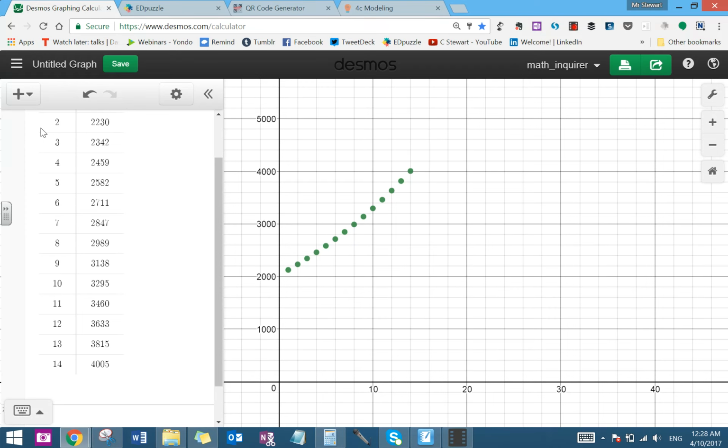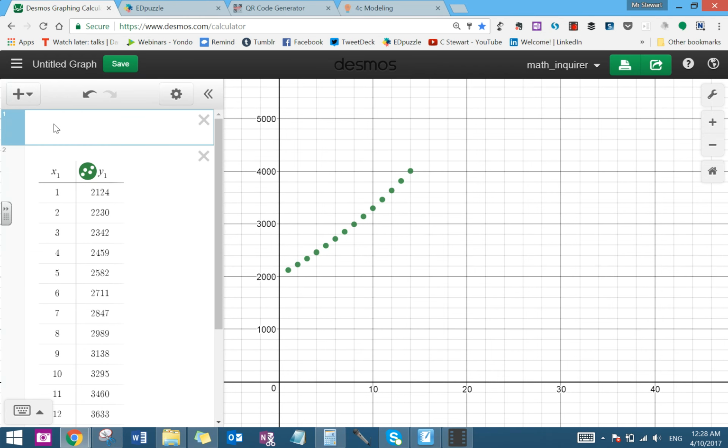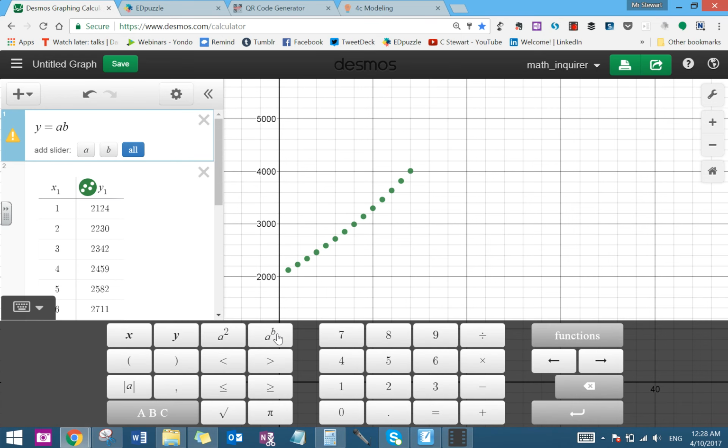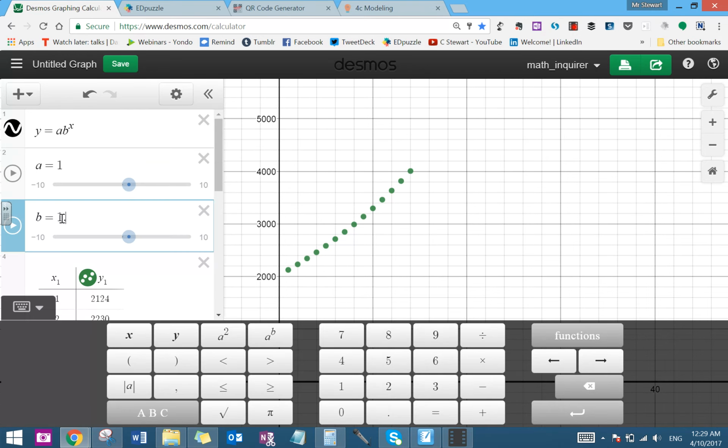Much like what was written already, y equals a multiplied by b to the power of x. The power key is this key here. So a times b to the x. And we're going to add sliders, so say add all. The b value, we've already figured out, is 1.05. If you didn't have all that data in front of you, you could adjust this value to get the right fit. And you'll notice that nothing's happening right now.